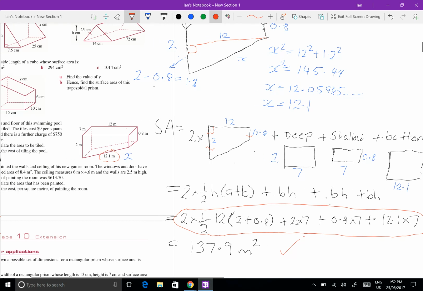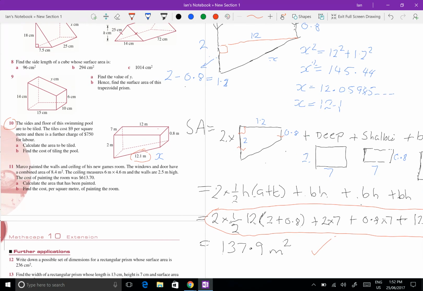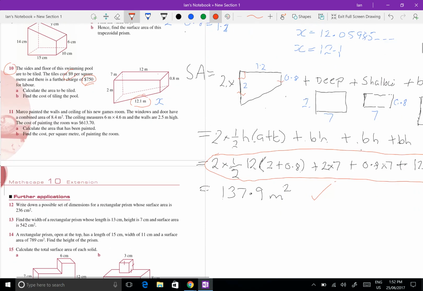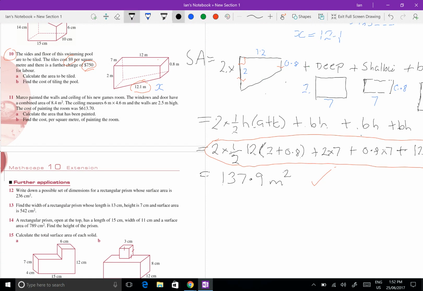Now, I'm not going to do the second part of the question, to calculate the cost of tile in the pool. It's a bit tricky. It has a $750 fee, plus $9 per square metre. Oh, well, no, I will do it. It's not that hard. It'll be really quick. The cost equals 750 plus 137.9 times $9 a square metre. So times by 9 plus 750, I get $1,991.10. And that's exactly the answer that they were looking for.